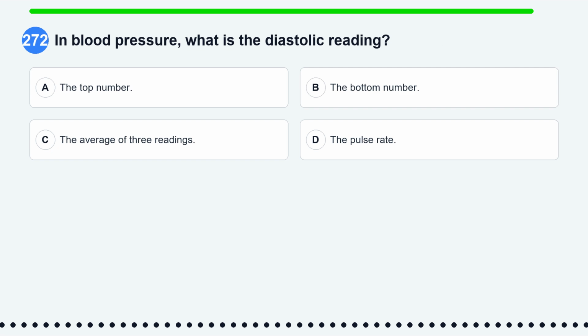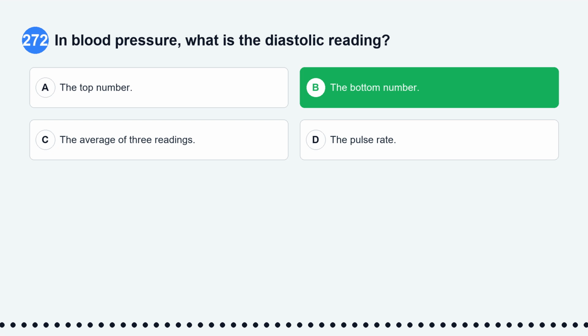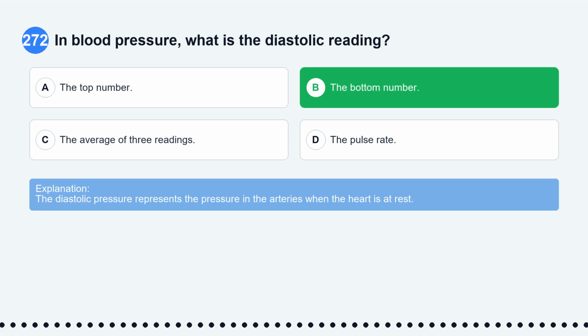Question 272. In blood pressure, what is the diastolic reading? Option A, the top number. Option B, the bottom number. Option C, the average of 3 readings. Option D, the pulse rate. The correct answer is option B, the bottom number. The diastolic pressure represents the pressure in the arteries when the heart is at rest.